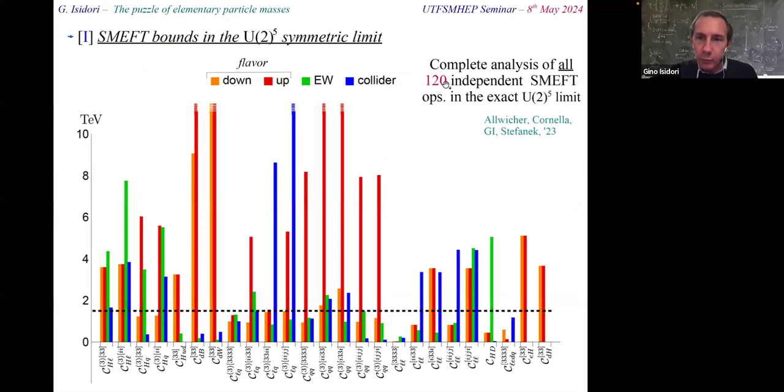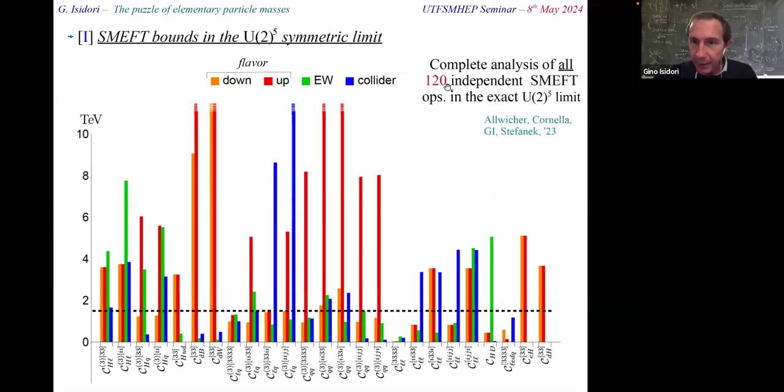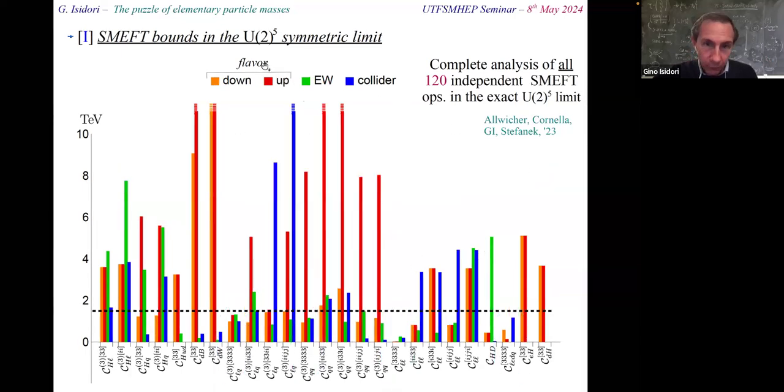First of all, once you assume exact U(2), you reduce a lot the number of independent operators. In the limit of unbroken U(2), you have only 120 independent operators. In this table you see all the operators listed. Actually, not all 120 are the most important ones, but we looked at them all from data. And then we have bounds on these operators coming from flavor observables in the up sector or down sector, electroweak observables, and collider observables. These are the different bounds on the scale if I simply assume coupling 1 divided by the scale.